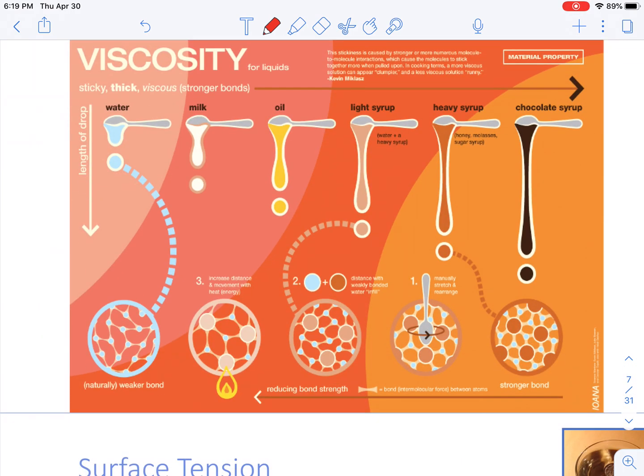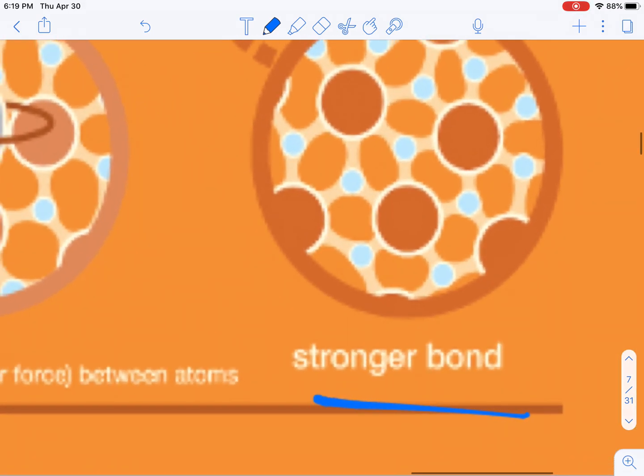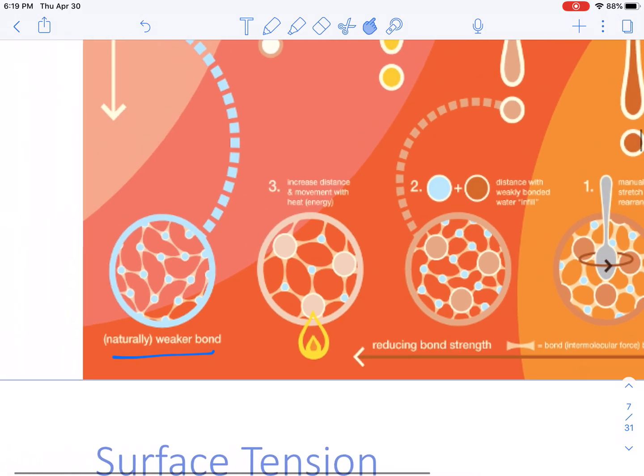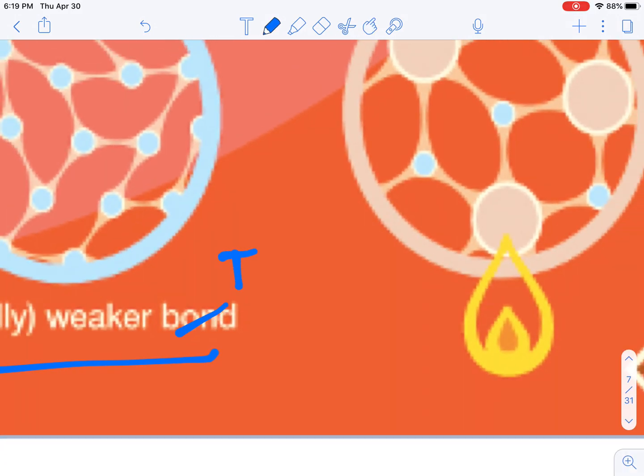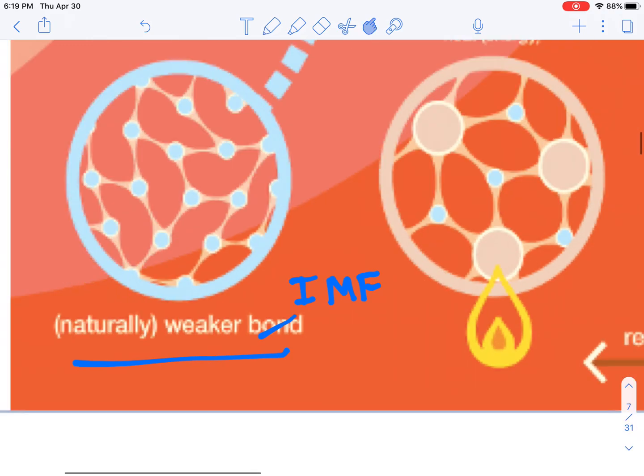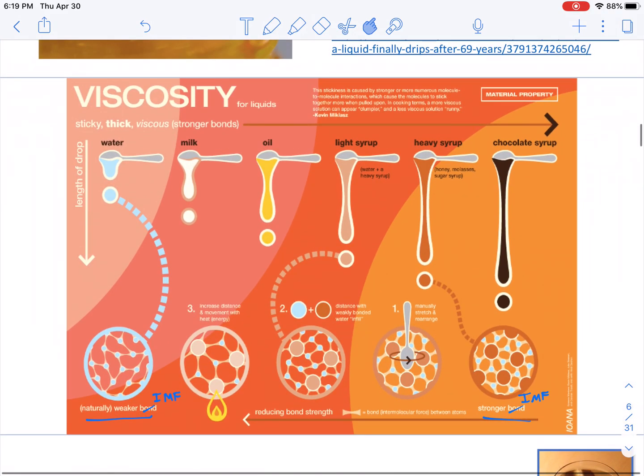And viscosity is dependent on intermolecular forces. So unfortunately, this graphic tells you that these have bonds, but really that word bond should say IMF, right? So this isn't a stronger bond, this is a stronger intermolecular force that's holding one molecule to another. So remember, bonds and IMFs are indeed different things. So the stronger the intermolecular force between different molecules, the better they stick together. And you can think about that as it goes from something like water to something like oil that is a little bit more viscous to something like syrup or molasses that's really viscous. It must have stronger intermolecular forces.